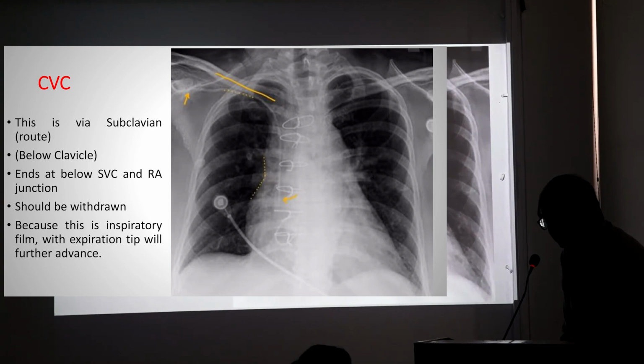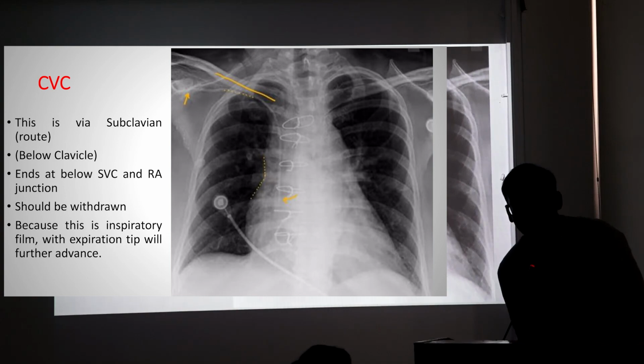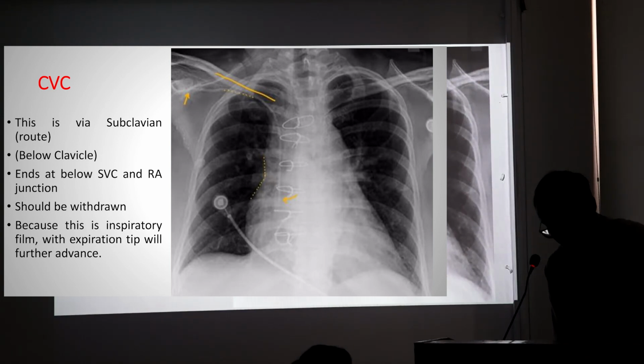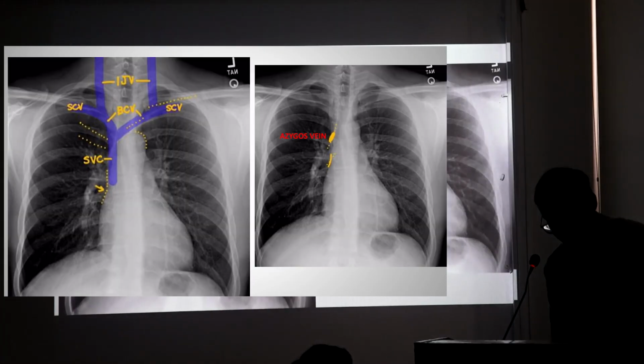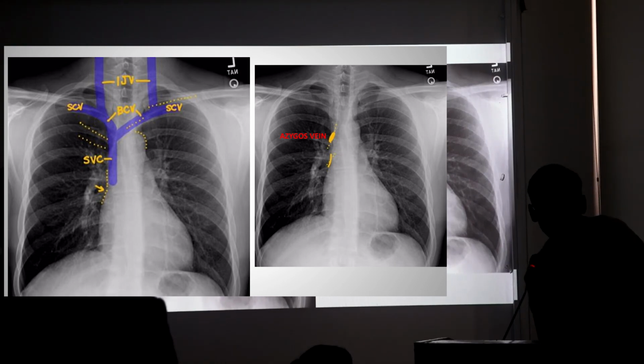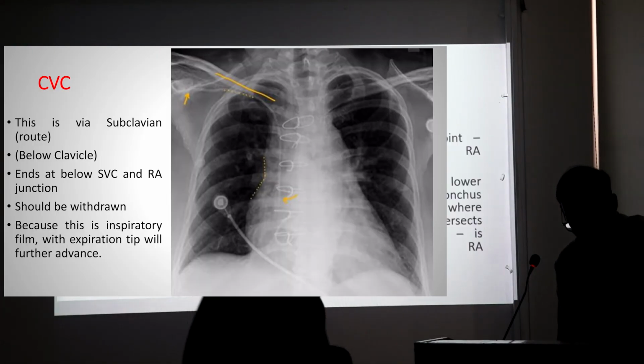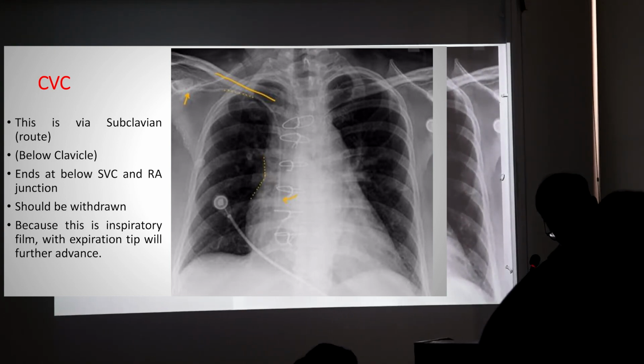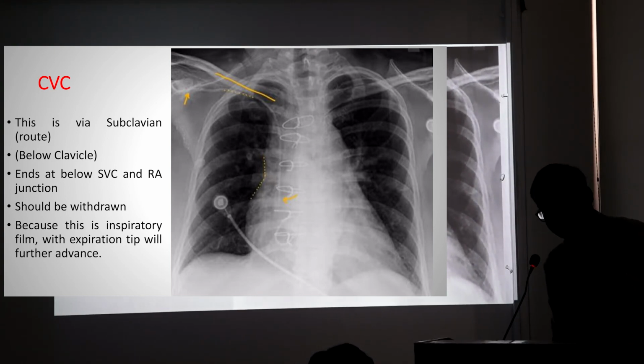So here we can see a central venous catheter. Can anyone volunteer? Is this an IJV or subclavian vein? Why do you say so? So this is the diagram. Our landmark for the subclavian vein is below the clavicle, and the one which is entering from the neck is the IJV. Okay. So I'm going to that slide again. So this is below the clavicle. So this is a subclavian line.